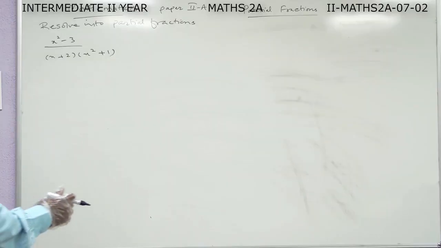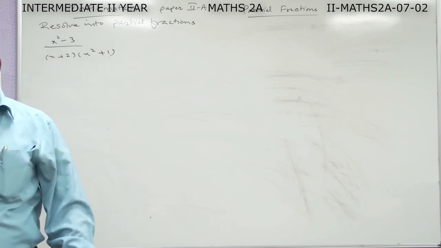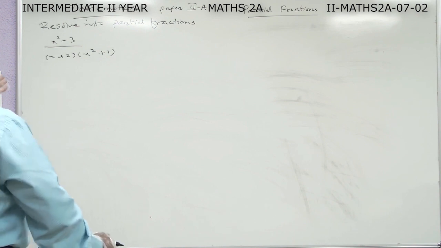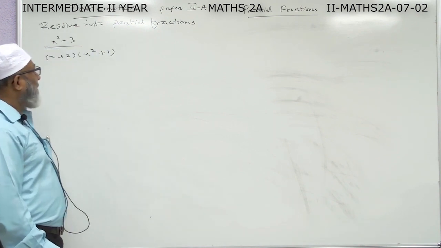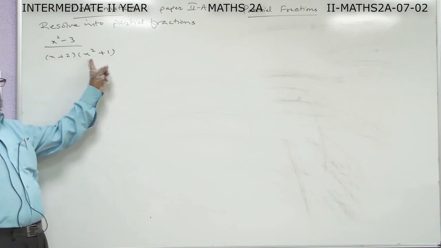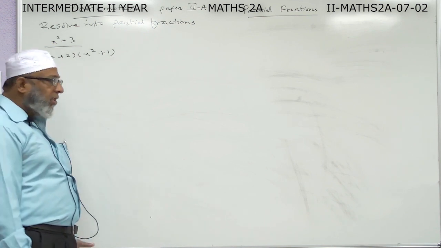Now, come to the next question. So the next question is x square minus 3 by x plus 2 into x square plus 1. This is a very important question. This question comes a number of times in the previous examinations for 4 marks. Again, you have to see the denominator. The first part is a linear one and the second part is a quadratic one, which cannot be split into linear factors.